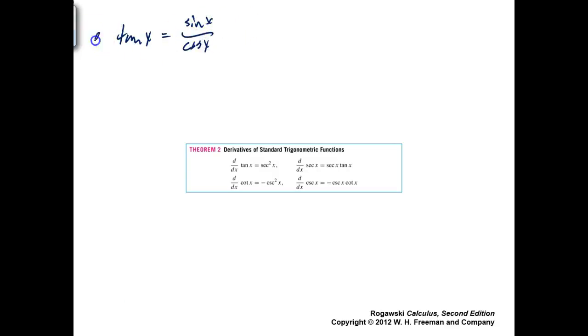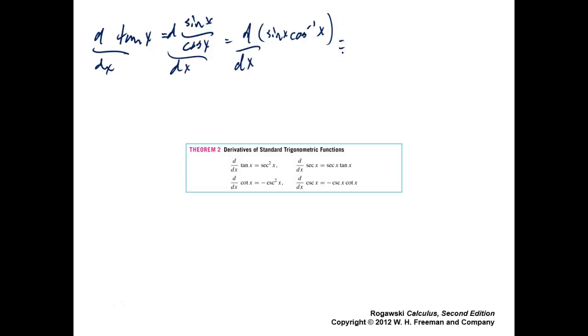So the derivative of tangent x would be the derivative of the quotient, which frankly I would rather do as a product, because I don't like quotient rule as much. It's fine, there's nothing wrong with it. But I would write this as sine x cosine to the minus 1 x and use the product rule because I like product rule better. I don't have to remember high d lows and low d highs and all that kind of stuff. So what would that be?